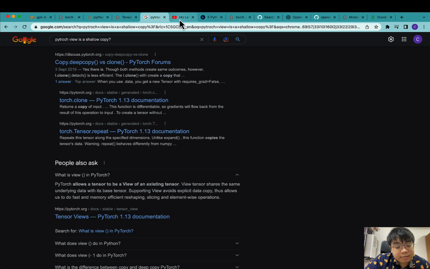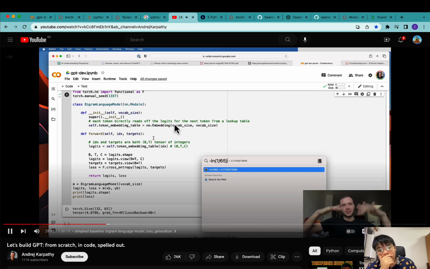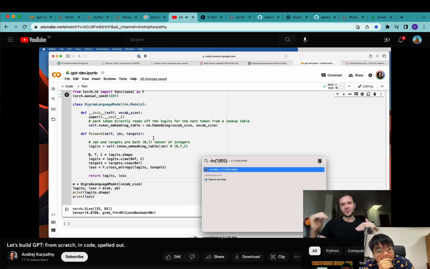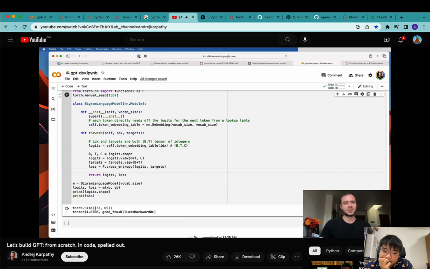Okay. But I'm not fully convinced, but it's okay. I guess we can continue the investigation between view and copy later. Let's continue with Andrej's explanation on the forward method. They've got a little bit of entropy, and so we're guessing wrong. Yes, but actually we are able to evaluate the loss.